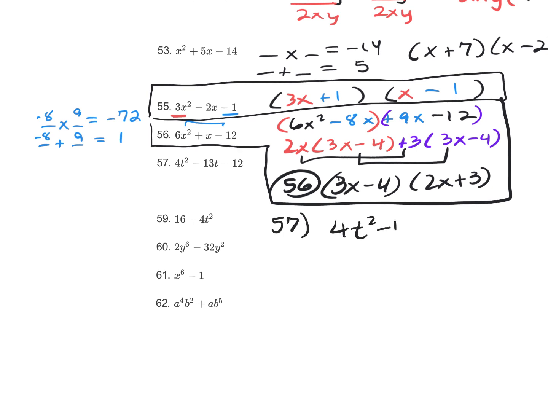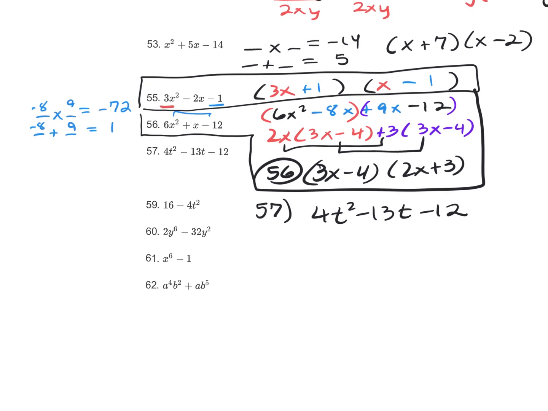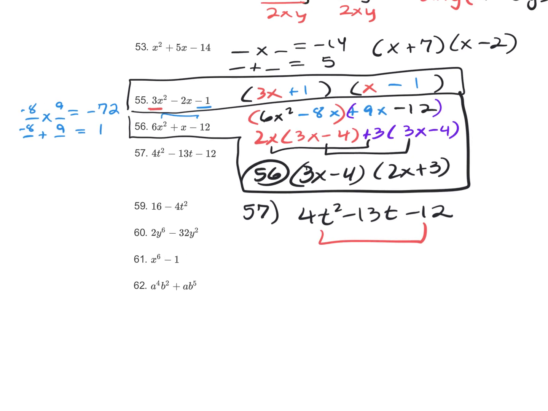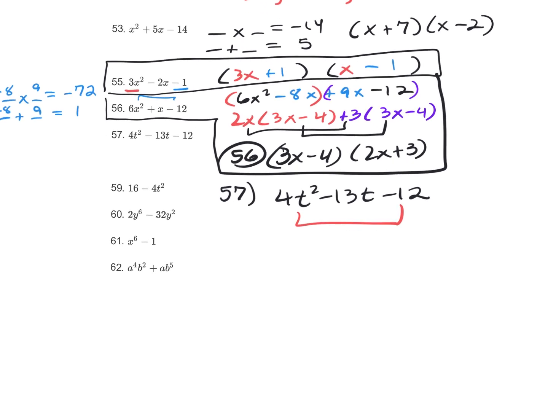4t squared minus 13t minus 12. This one I'm not going to guess and test on. I'm actually going to factor by grouping. So I'm going to be multiplying 4 times negative 12, and I get two numbers that are going to multiply to give me negative 48, but who will add to give me negative 13.